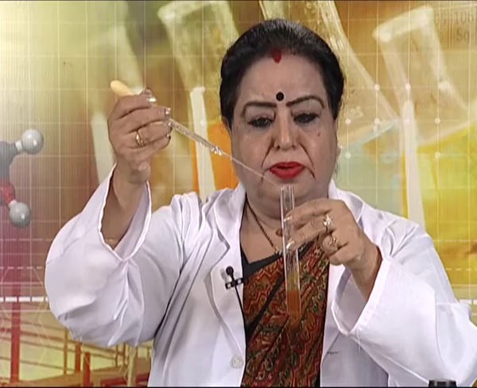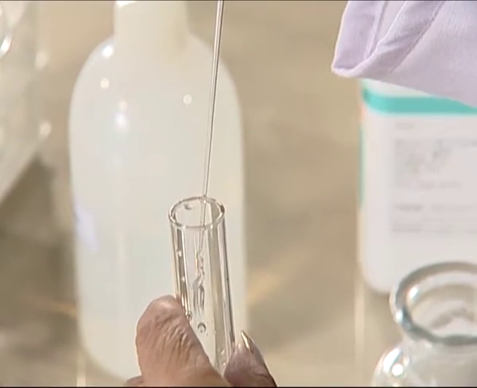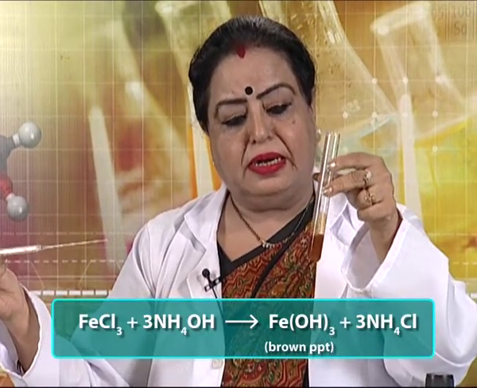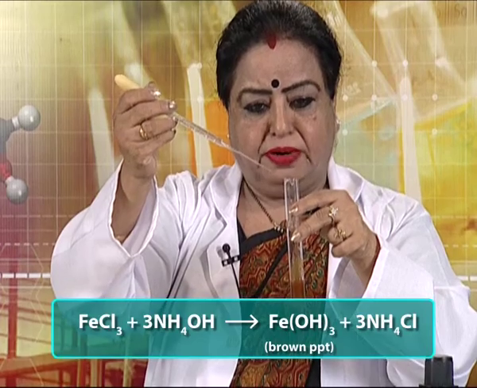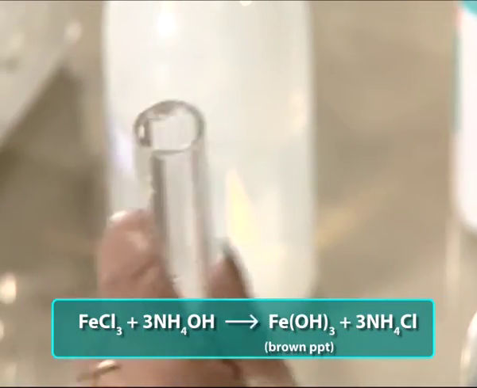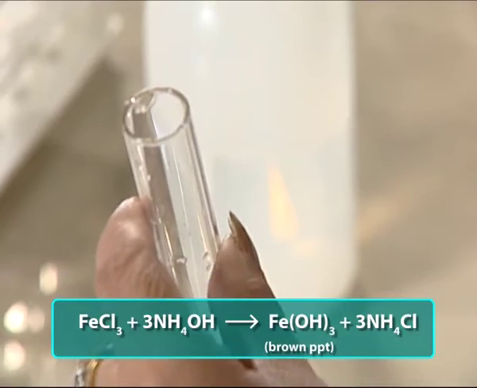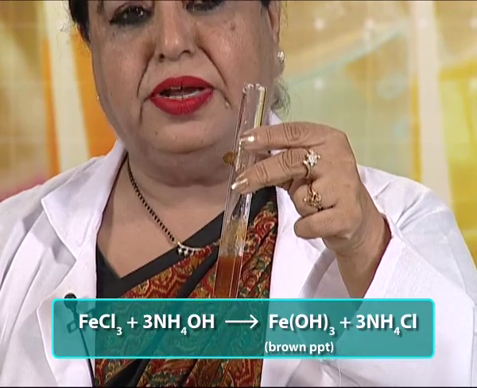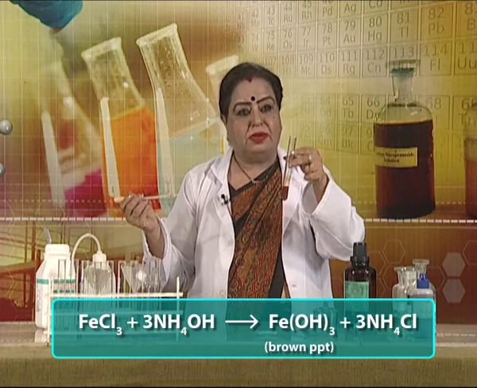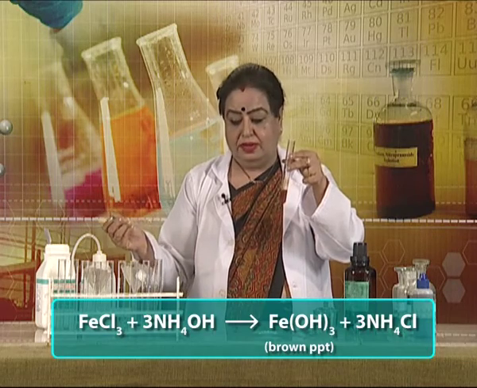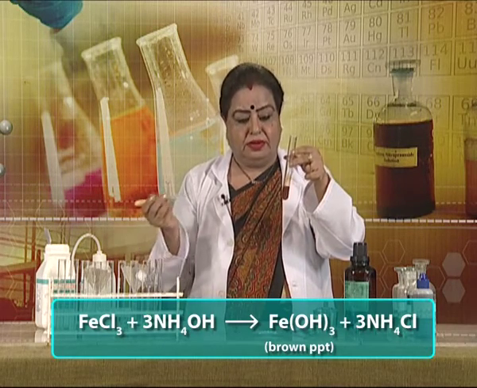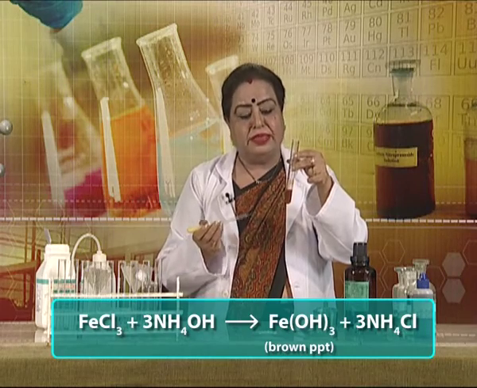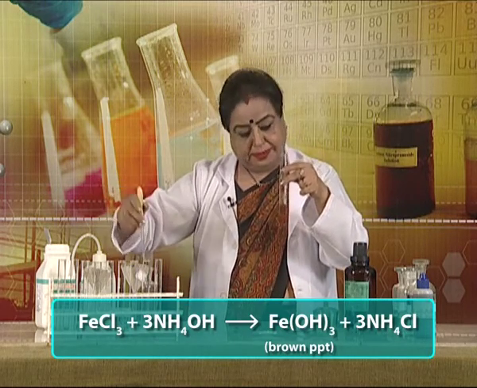2-3 more drops. You can see now a precipitate which is brown in color is formed, though the color of the original salt was also brown, but this is dark brown, and you can clearly see that there is a brown colored precipitate formed. What is this precipitate? This is a precipitate of ferric hydroxide, and even if we had started with the ferrous salt and oxidized it to ferric ions and then done the same process, we would have finally got this ferric hydroxide precipitate.